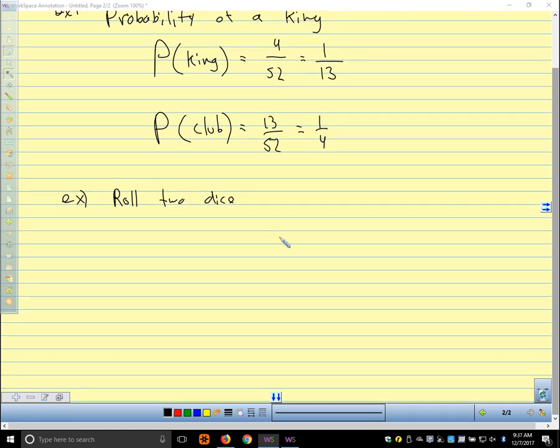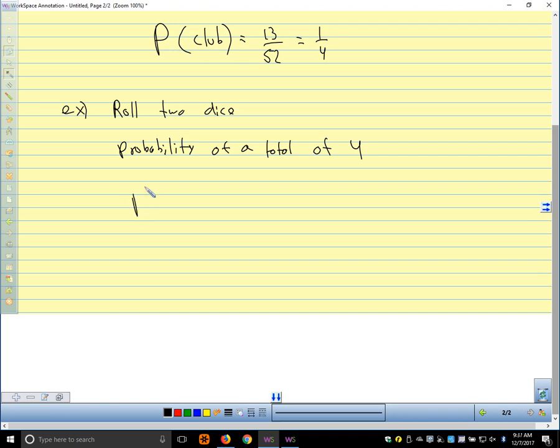All right, we're rolling 2 dice. We want the probability that we get a total of 4. So we're going to say probability of 4. We're rolling 2 dice. How many possible ways can 2 dice come up? Well, the first one can come up 6 ways. The second one can come up 6 ways. So our fundamental counting principle tells us we multiply. So they can come up 36 different ways.